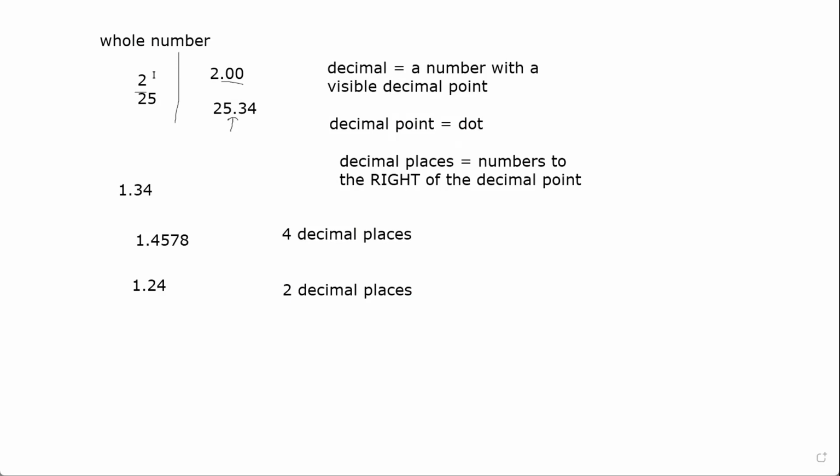There's always a hidden decimal point after these numbers. We don't usually write it unless it's necessary, unless there's a fractional part to it. It's not necessary with a whole number. Okay, so just something for you to consider there.